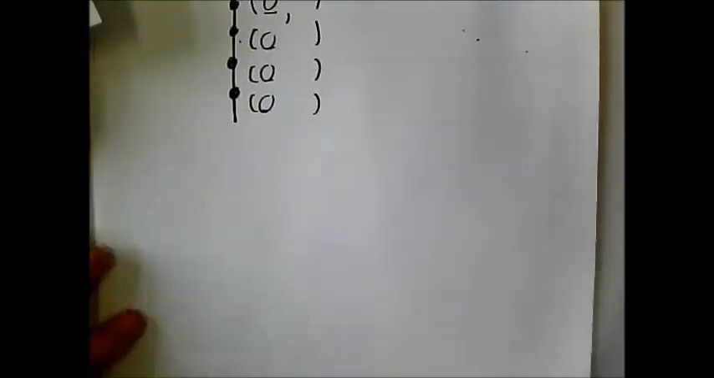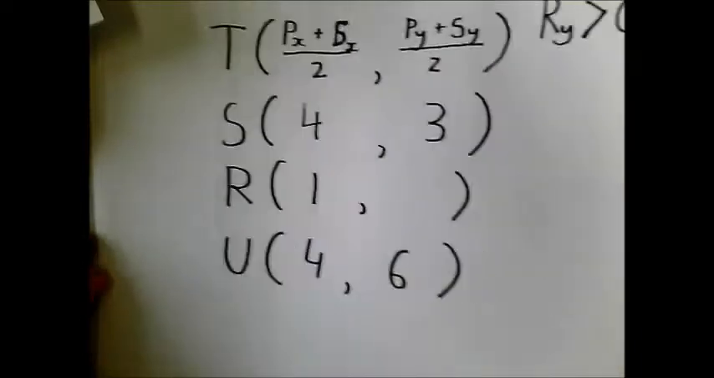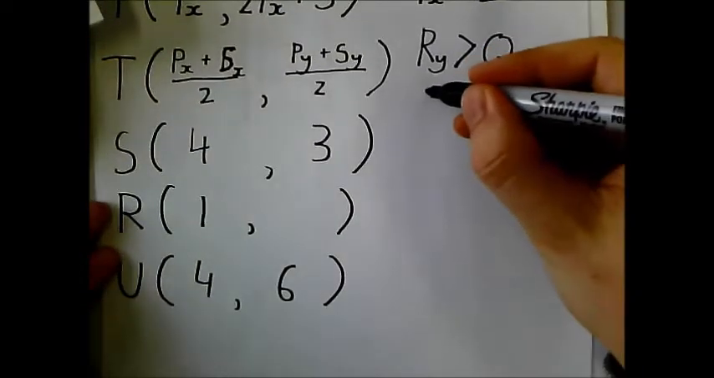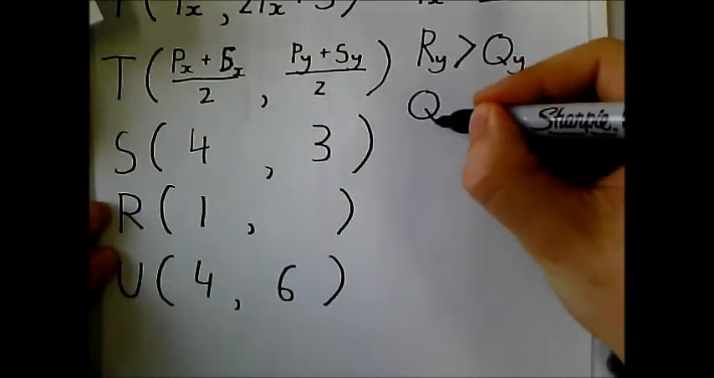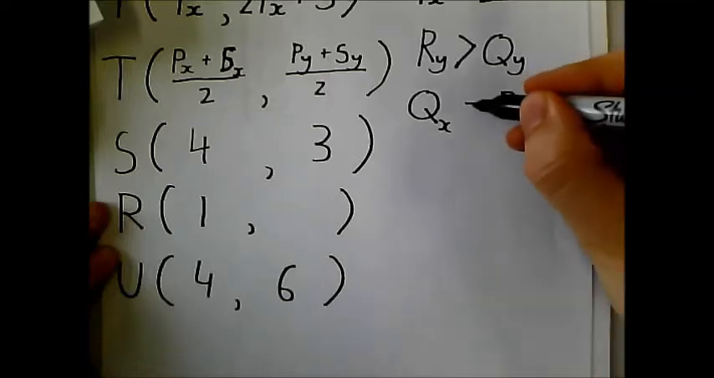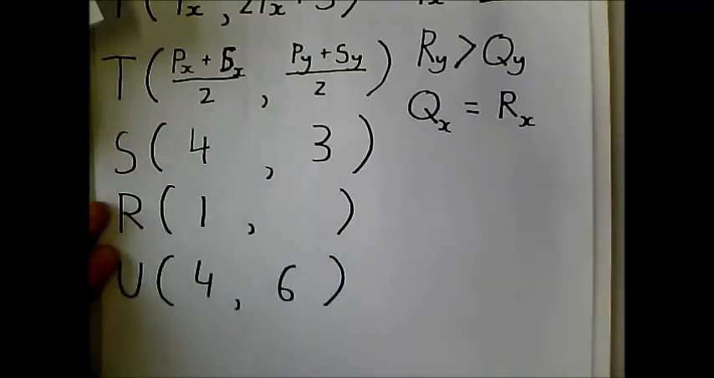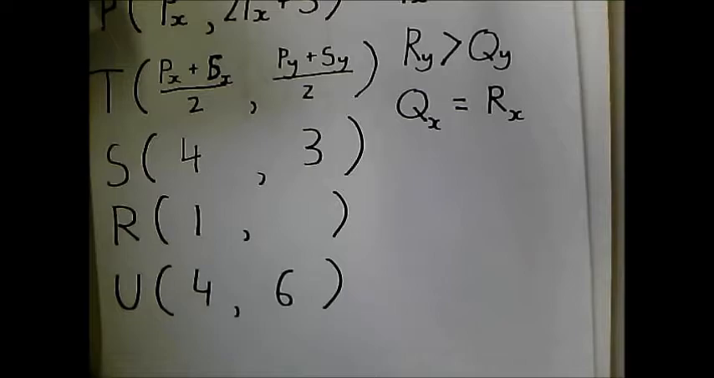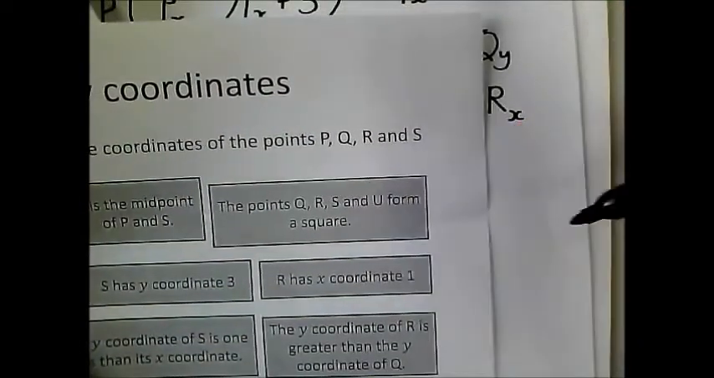So here, how can I write this if all of the x coordinates are going to be the same for q and r? Very straightforward. So the x coordinate of q and the x coordinate of r are going to be equal. And now we've used all the hints and clues with the exception of this one, which we will come back to.